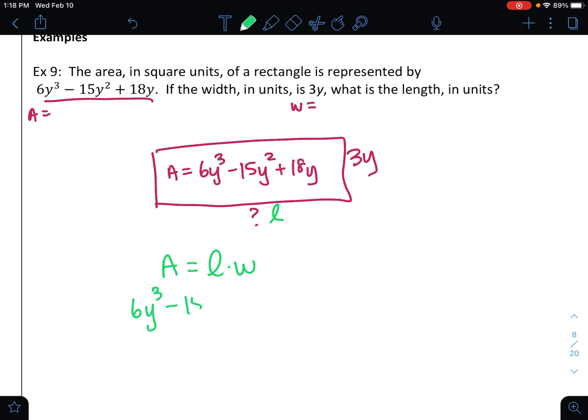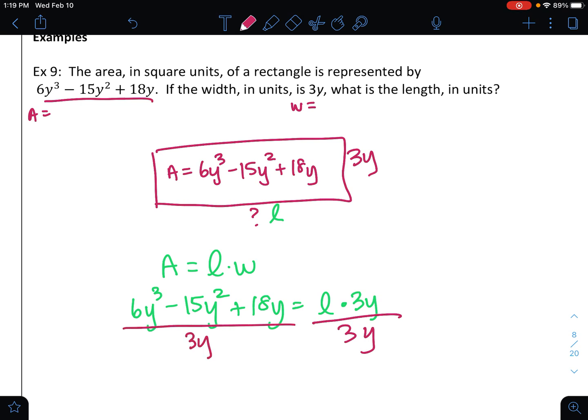So the area is this expression. Go ahead and plug in the area. Now I don't know L, but I'm going to multiply by 3y. So I want you to see that I'm never going to know what y is here, okay? But my goal is to get L all by itself. So when I have something times something, I need to undo this multiplication by dividing. So I'm going to come through here and divide both sides by 3y.